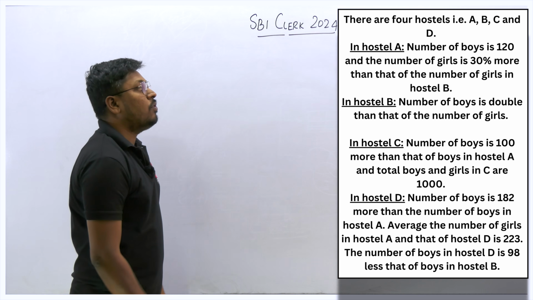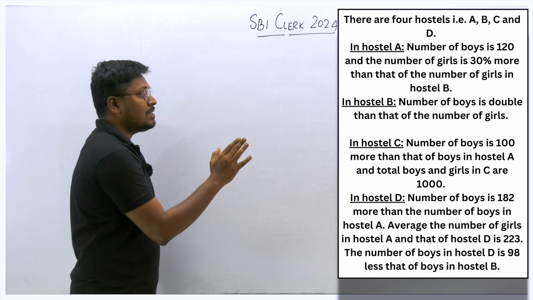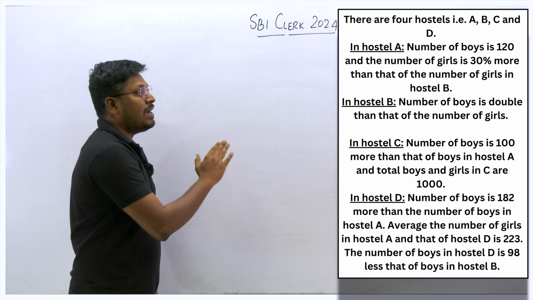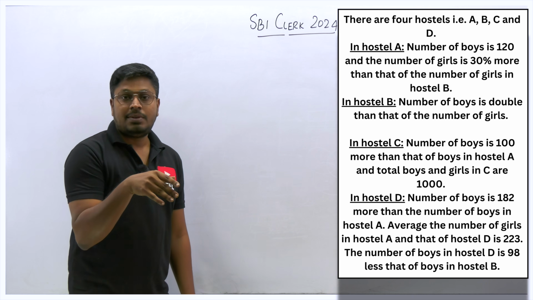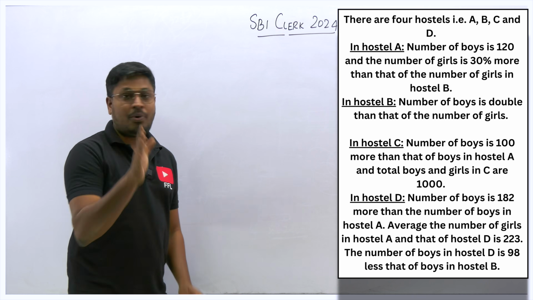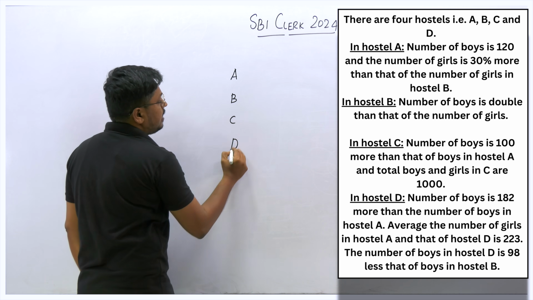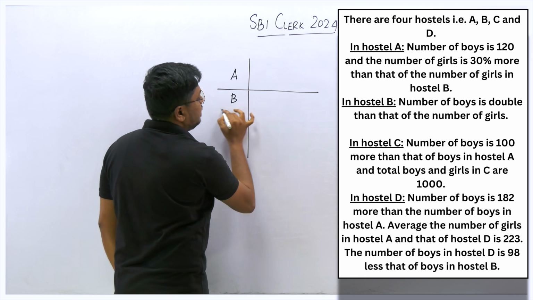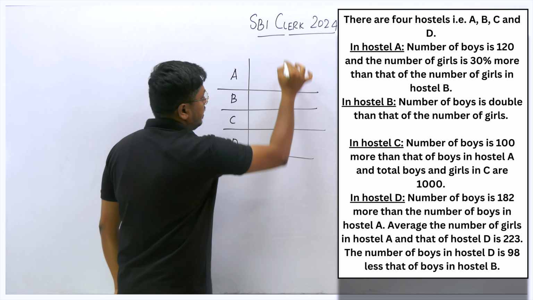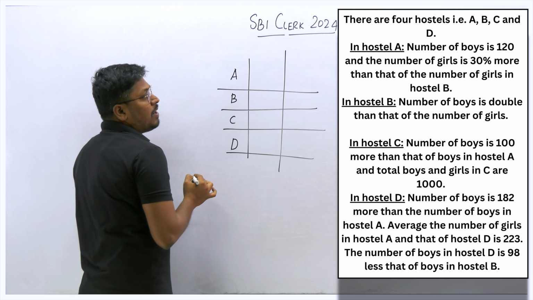So first, there are 4 hostels A, B, C, D. In hostel A, number of boys is 120 and number of girls is 30. So the 4 hostels are separated into 2 categories, boys and girls, right? A, B, C and D. So first will be for boys and second will be for girls. Now the number of boys in A is 120.